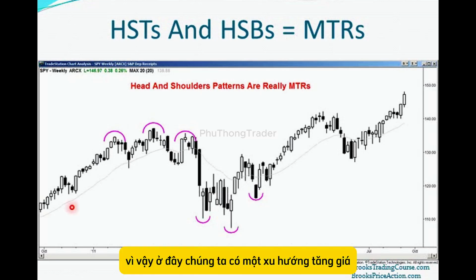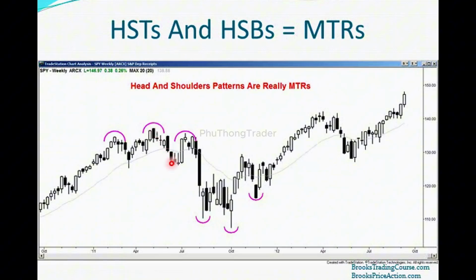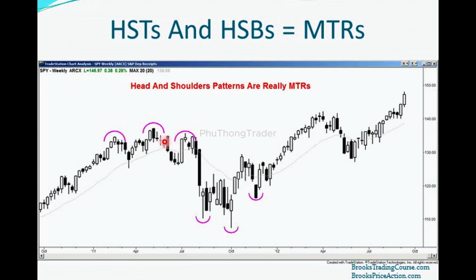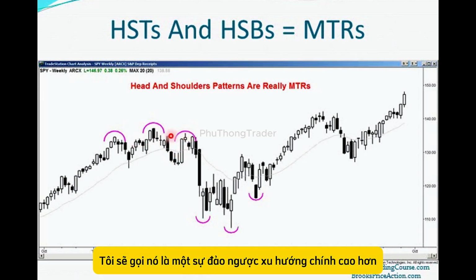So here we have a bull trend, a higher high major trend reversal, another break of the trend line, and a lower high major trend reversal. You can call it a head and shoulders top. I would call it a higher high major trend reversal followed by a lower high major trend reversal.